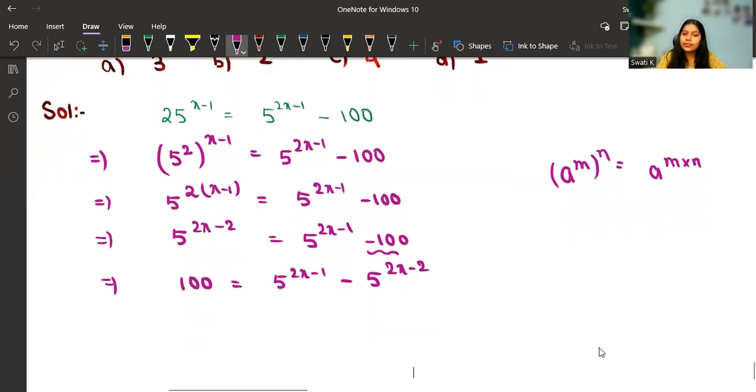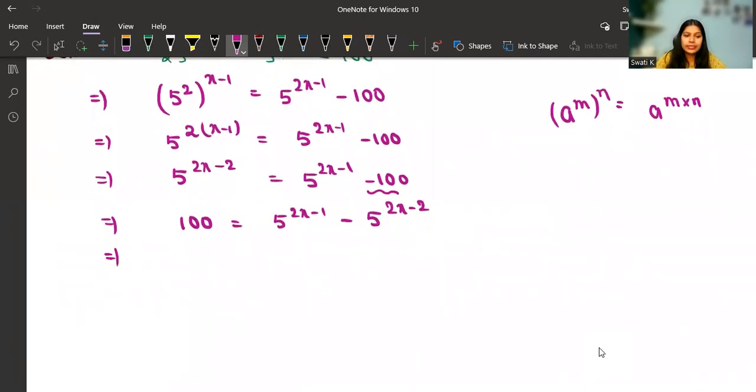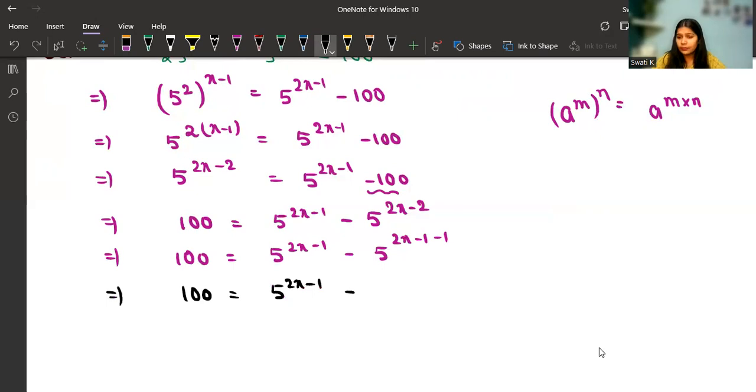Next I will write 100 as it is, equals 5 raised to 2x minus 1 as it is, and this I will write as 5 raised to 2x minus 2, minus 1 because minus 1 is minus 2 only. Now in the next step, I'm going to use another property of exponent. There is a formula that if I have a raised to m minus n.